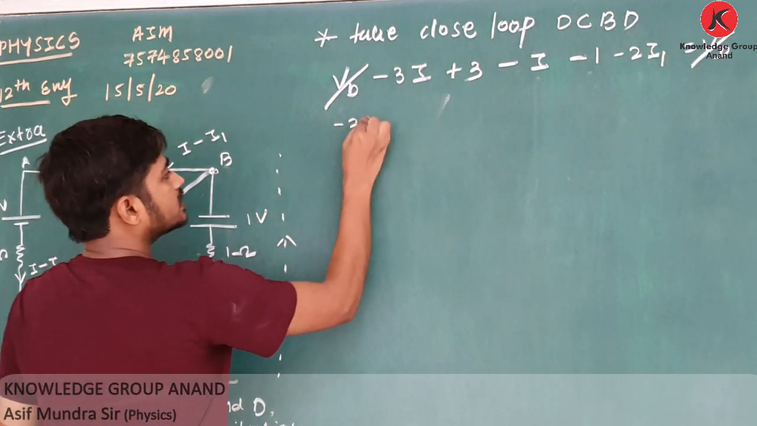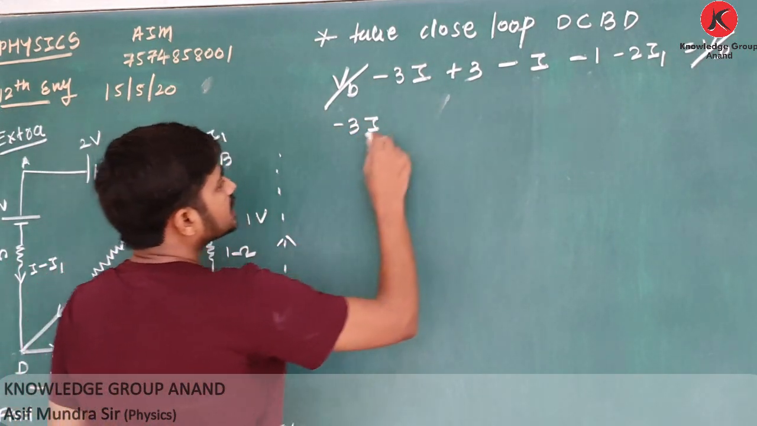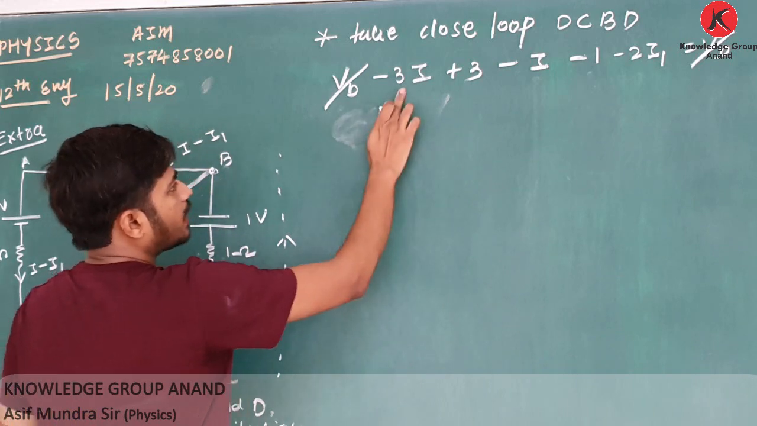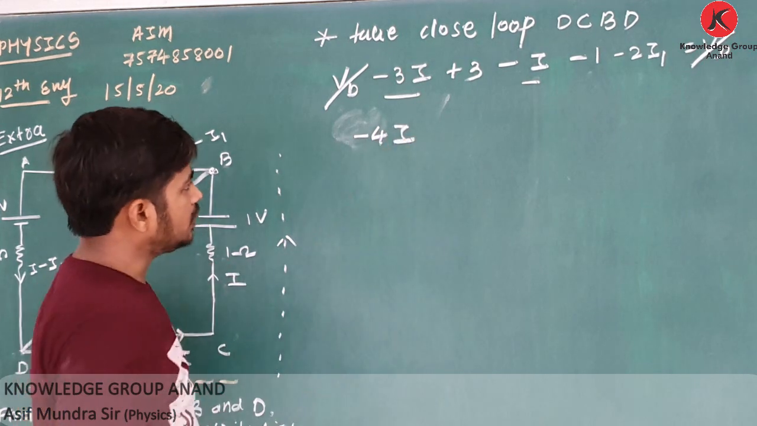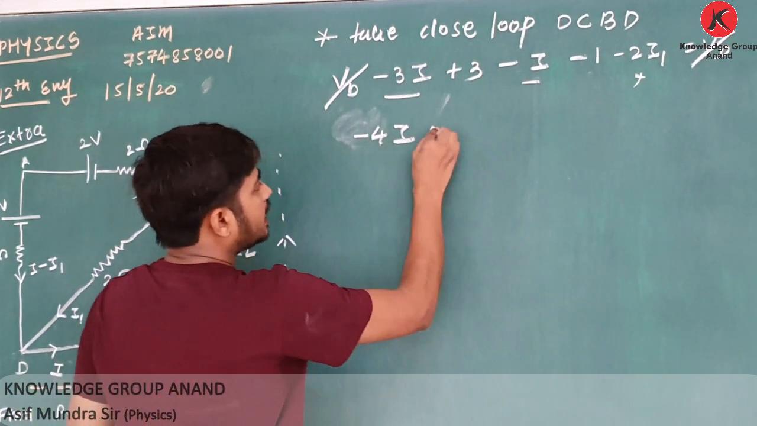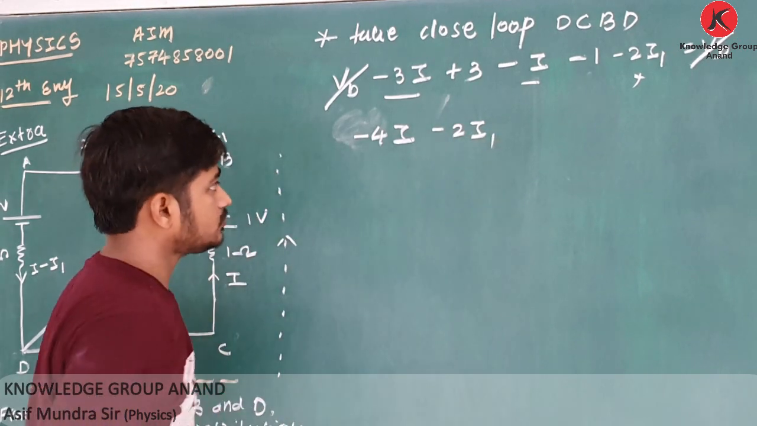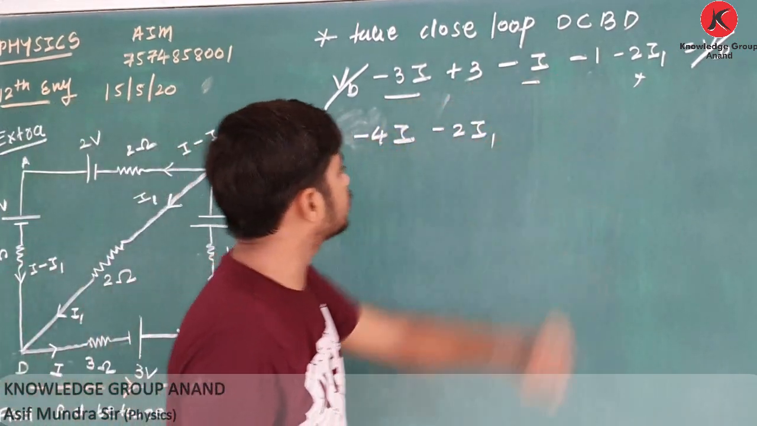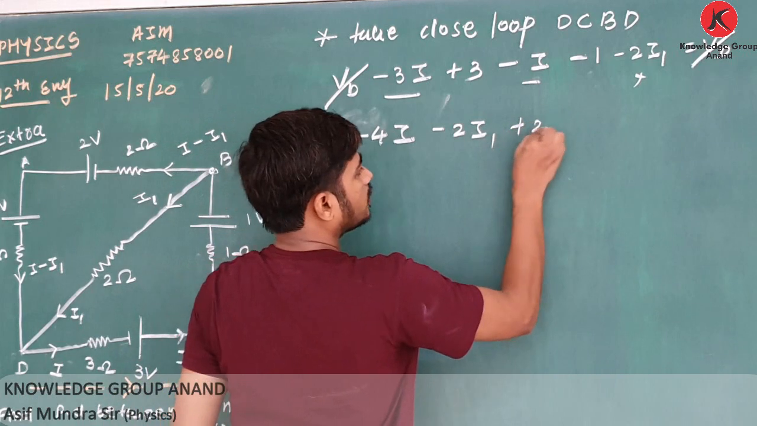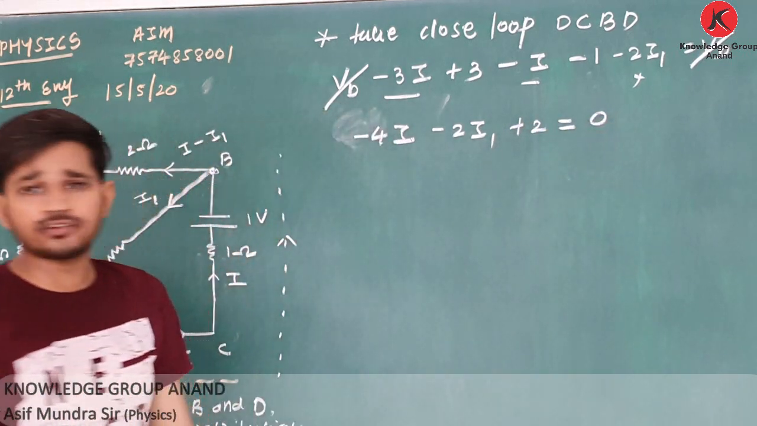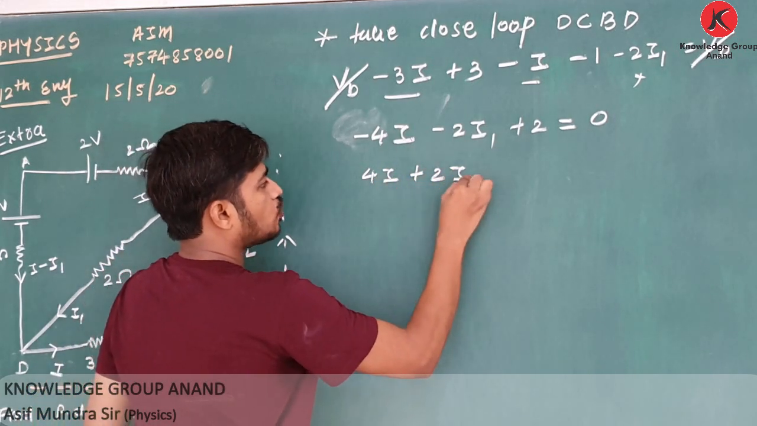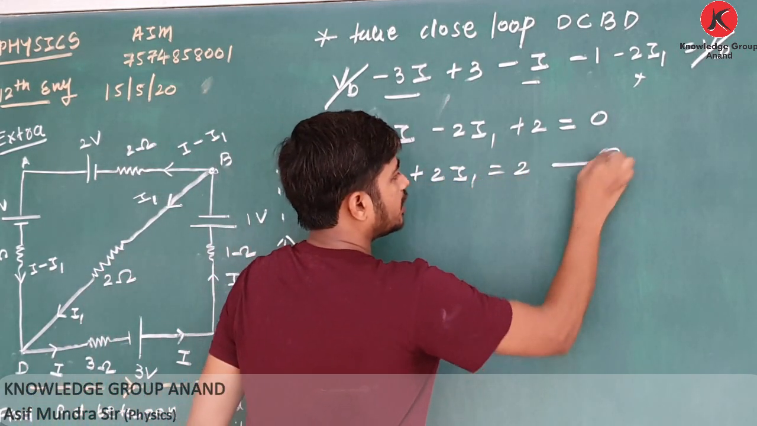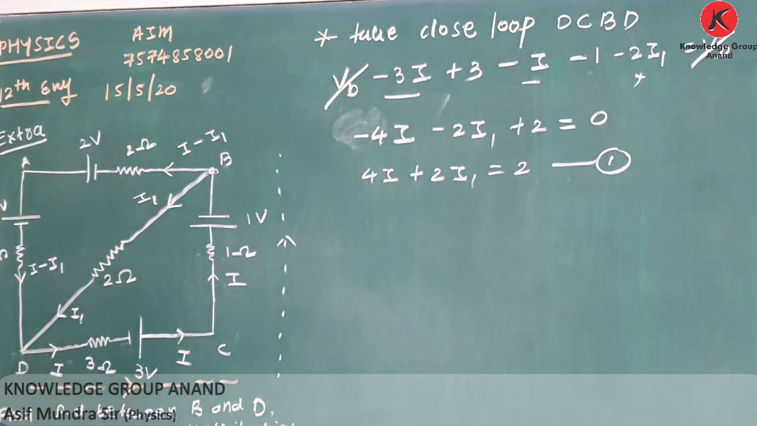Minus 3I and minus I means it will be minus 4I. Now this I1, you see, it is minus 2I1. Clear? Now it is 3 and 1, 3 minus 1 means plus 2, equal to 0. So I can write this equation as 4I plus 2I1 is equal to 2. Let this be equation number 1. Clear about this?